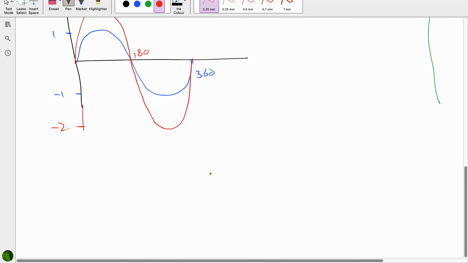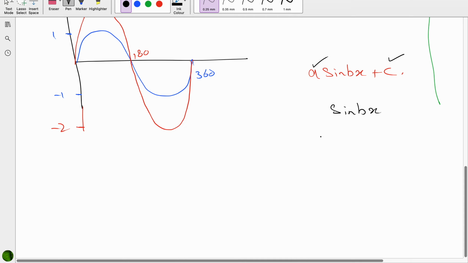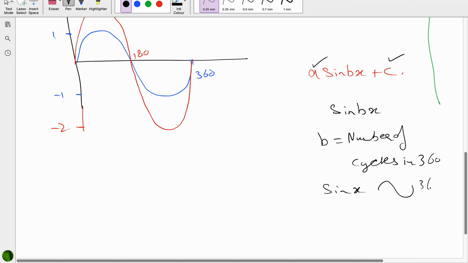So after we're done with A, let us now discuss B. It was a sin(bx) plus c. Now when we are discussing B, let me eliminate A and C for now, and we'll bring them back later. B is basically the number of cycles in 360. For example, if I say sine x, there is one curve in 360. When we say sine 2x, there will be 2 complete cycles in 360.